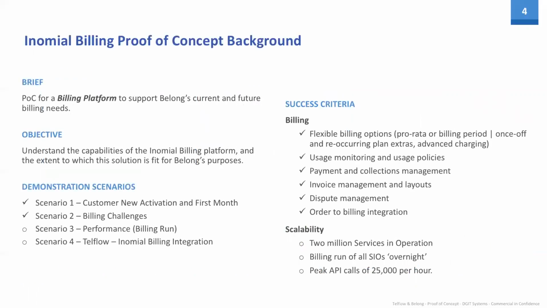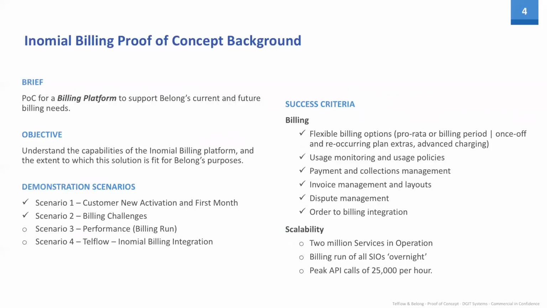So hopefully everyone's seen the PDF that we were provided. We were given a PDF with some success criteria and some scenarios in which to prove them. Really, this POC is helping you guys understand what the Inomial billing platform can do, so please feel free to ask any questions and anything else like that. So some of the success criteria we took out of it: being able to have flexible billing options, so pro rata or by billing period, once off and recurring plans, any advanced charging and anything like that. Usage monitoring and usage policies.